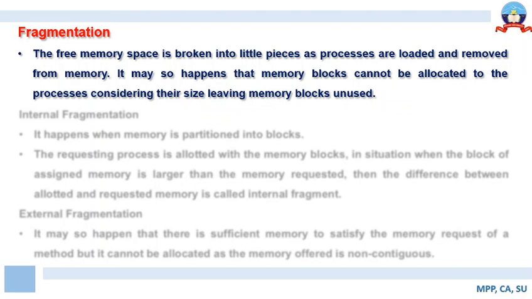This constant migration leads to division of the free memory space into smaller pieces, and at some point in time it may so happen that the pieces of the free memory space may not be capable of hosting any process further. So this situation is referred to as fragmentation. It may so happen that the memory blocks cannot be allocated to the processes considering their size, leaving memory blocks unused. So this is what fragmentation is all about. It's about dividing the free memory space in a manner that it cannot be further utilized.